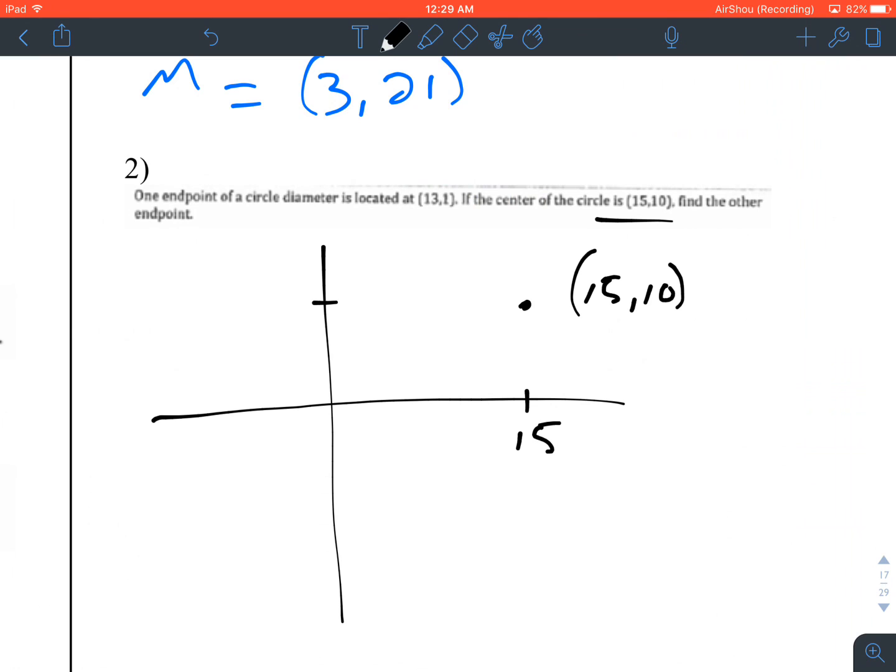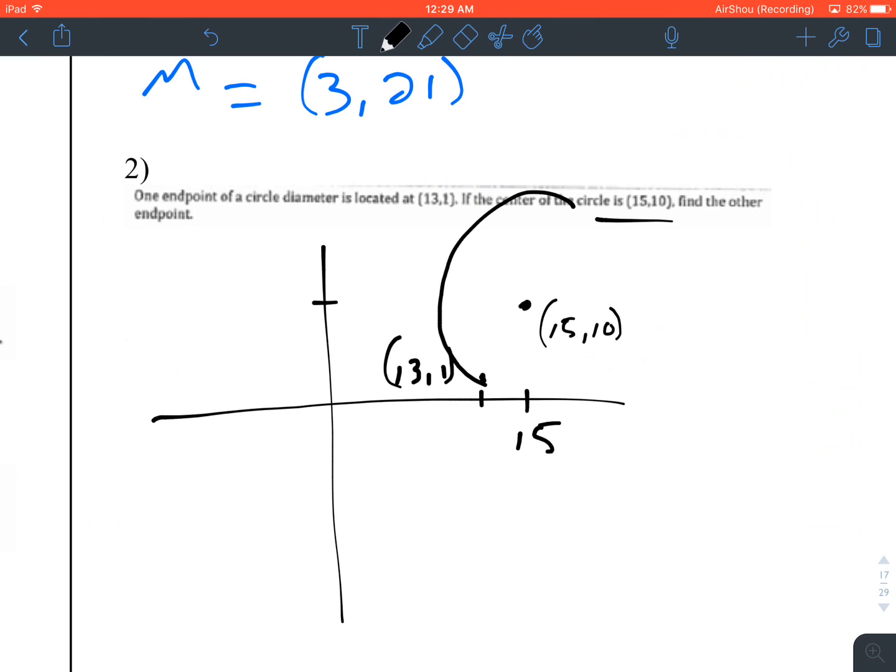One endpoint of the circle's diameter is 13, 1. So let's say that this here is 13, 1. So that means that we have the circle, make it smaller, something like this, not drawn to scale. And we have this diameter that goes like this. And we need to find the coordinates of this point.